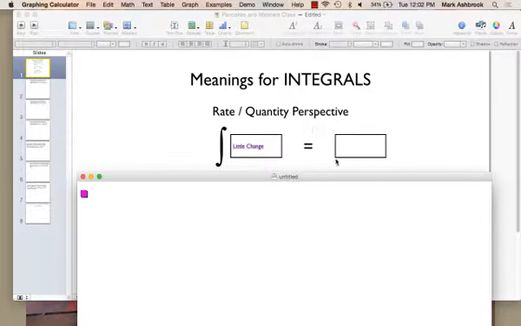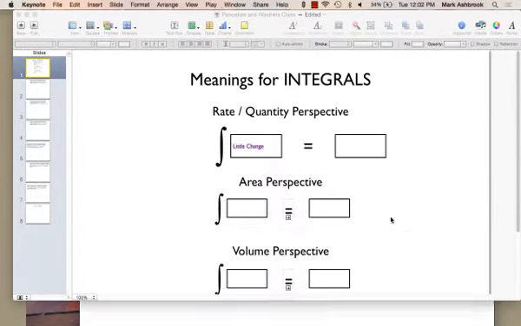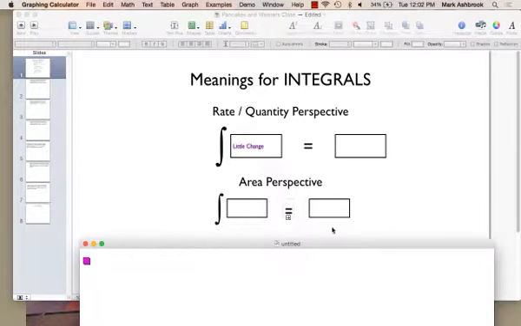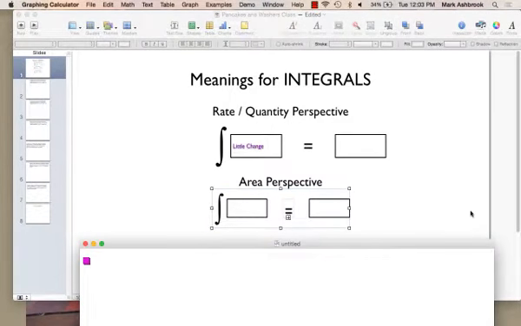All right, what about the area perspective? What is it that we're integrating, and what do we get? Why don't you discuss this with the person next to you? So in the area perspective, what is it that we're integrating, and what do we get? Go.